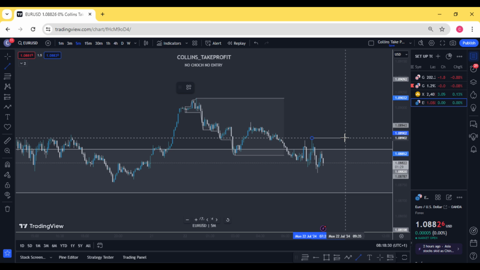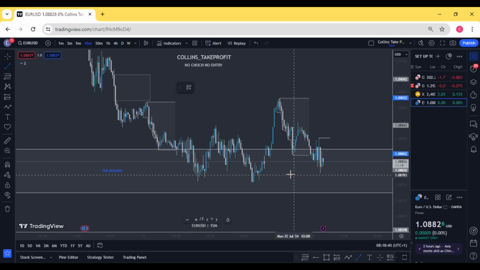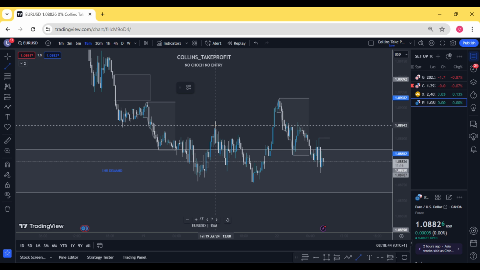Remember, we've already had a break of structure from here. Price already broke structure to the upside. So we've had the first break of structure to the upside after this accumulation, right? After this accumulation around here.